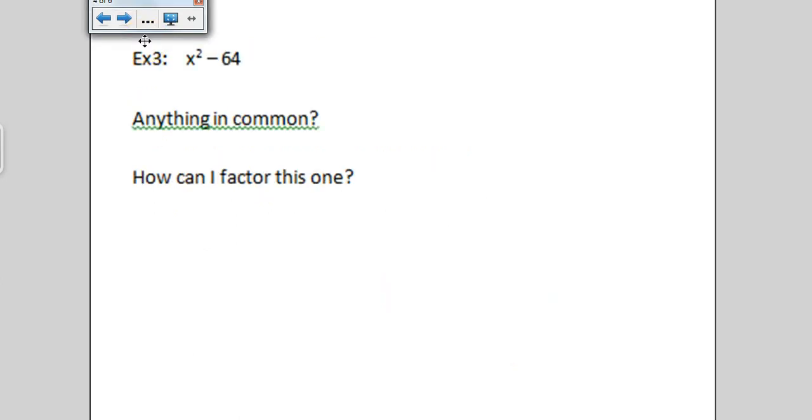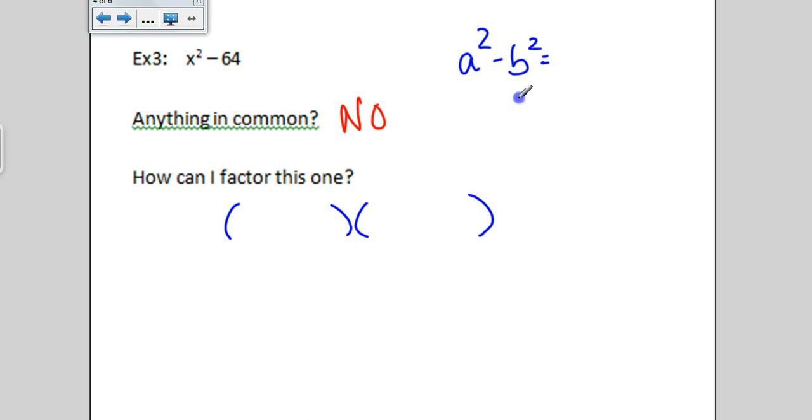X squared minus 64, there is nothing in common, unfortunately. But what is great is that I do notice they are both perfect squares. And when you factor the difference of perfect squares, it's a little pattern. What you do is you take the square root of both of the numbers. So for this pattern, it would be a and b.